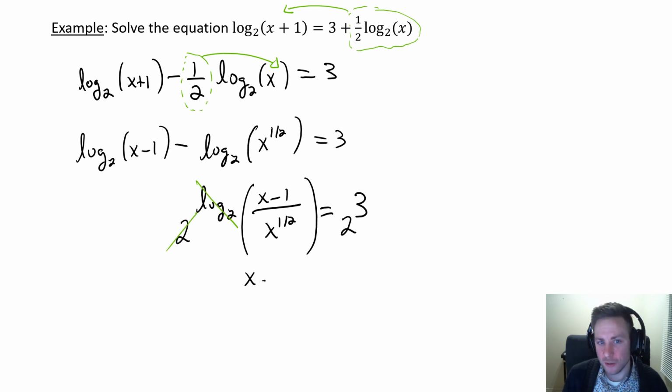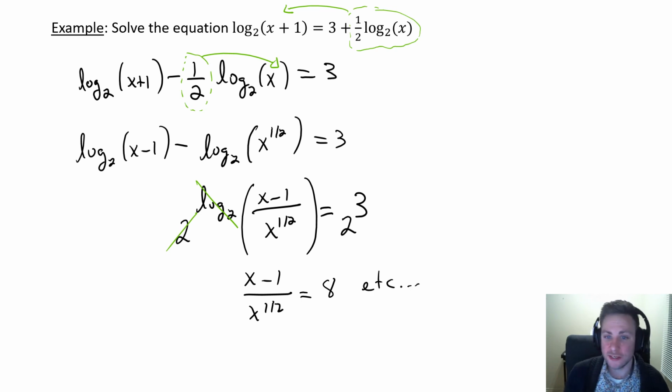Now a cancellation law can be applied on the left side, so our logarithm is gone there, and on the right side, 2 to the 3 simplifies to a value of 8. At this stage, all of our logarithms are gone, so I'm just going to say etc. and leave it to you to figure out the rest of this with a bit of high school algebra.